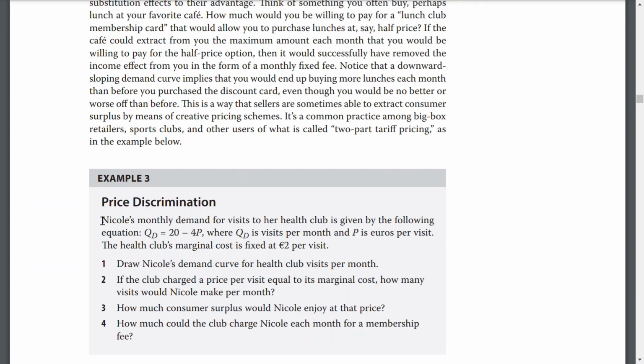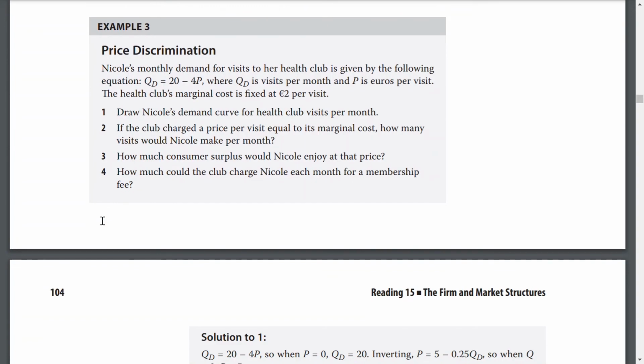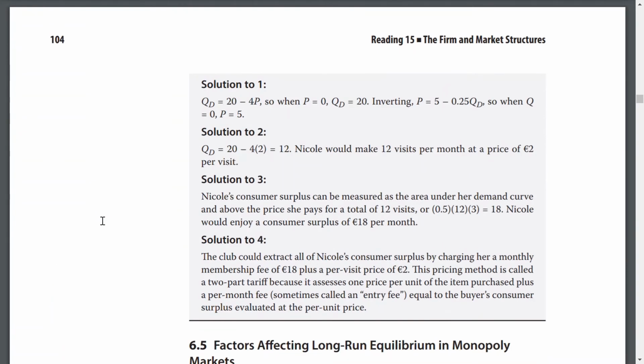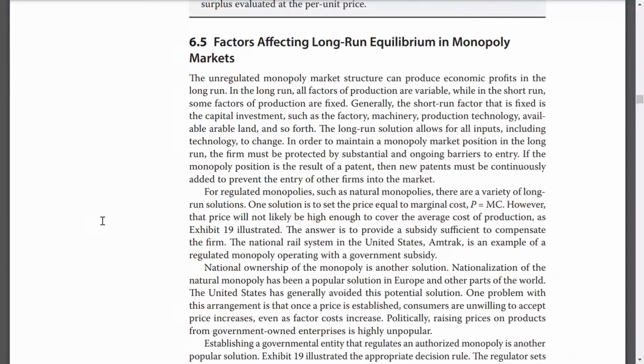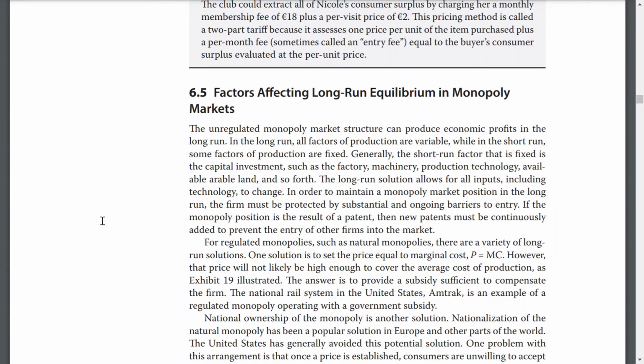So price discrimination. This is an example of price discrimination, calculating price discrimination. 6.5 factors affecting long-run equilibrium in monopoly markets. The unregulated monopoly market structure can produce economic profit in the long run.